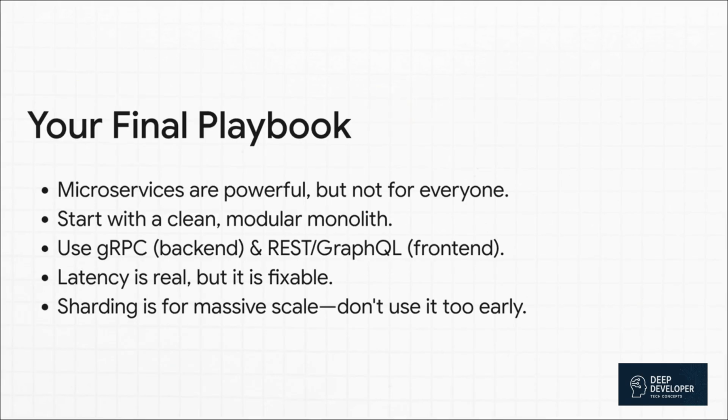So here it is, your final playbook. Number one, microservices are powerful, but they are not for every project. Two, always start with a clean, modular monolith and just evolve as you grow. Three, use the right API for the right job. gRPC for the backend, REST or GraphQL for the front. Four, latency is a real problem, but it is totally fixable with the right tools. And finally, sharding is for massive scale. Don't even think about it before you absolutely need it.